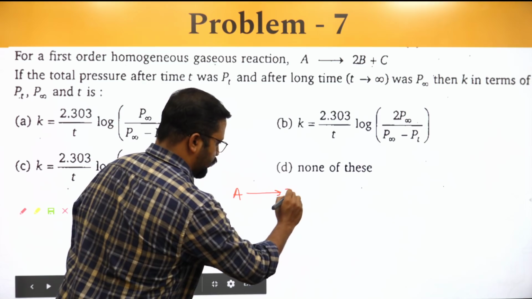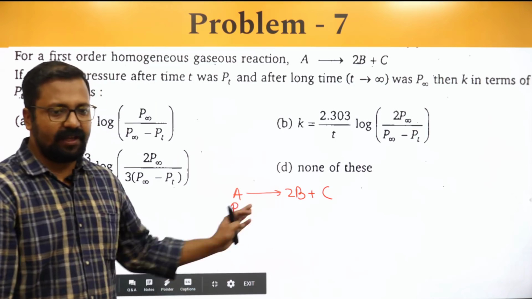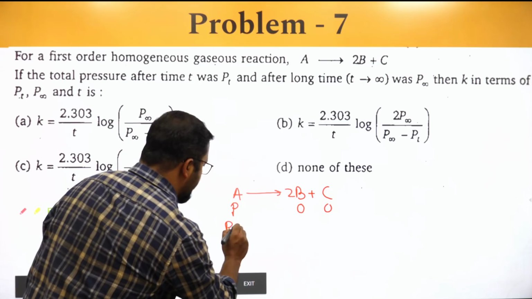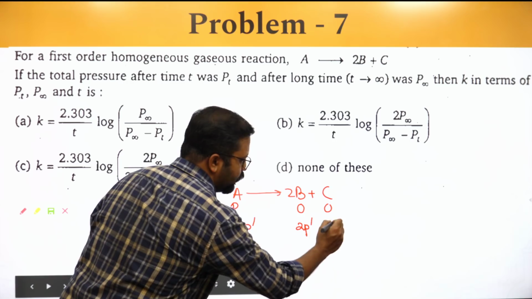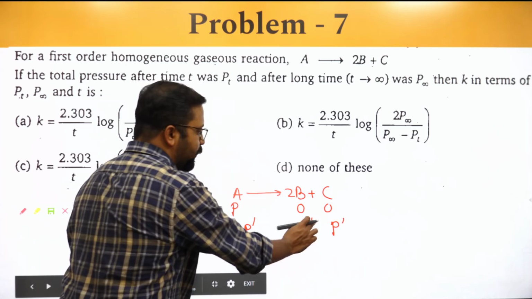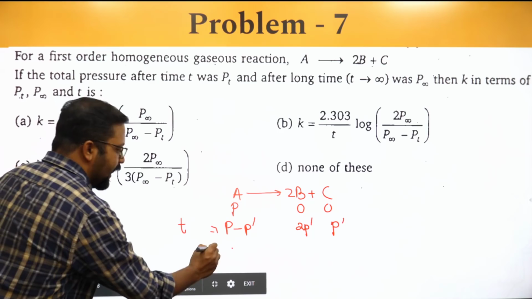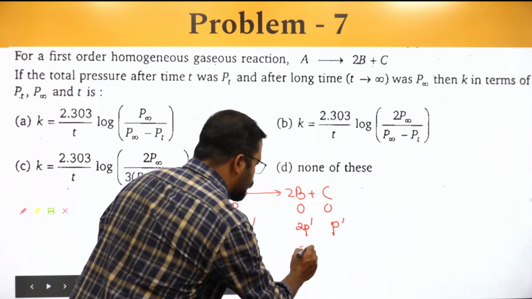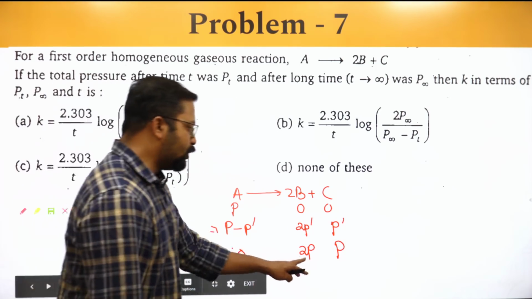So A changes to 2B plus C. Let's say the initial amount is P. This becomes 0 and it is initially 0 and 0. Now it is P minus P dash, this is equal to 2P dash and this is equal to P dash. So P minus P dash, 2P dash, P dash at time t. At t equals infinity, this will become 0, this will become 2P and this will become P.